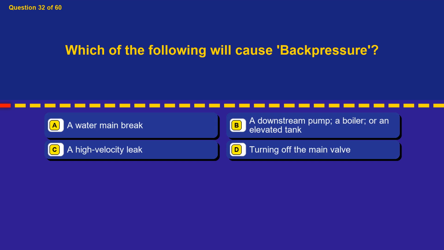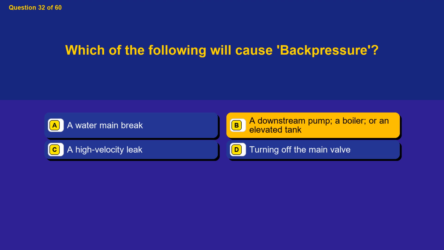Question 32. Which of the following will cause back pressure? Option A, a water main break. Option B, a downstream pump, a boiler, or an elevated tank. Option C, a high velocity leak. Option D, turning off the main valve.